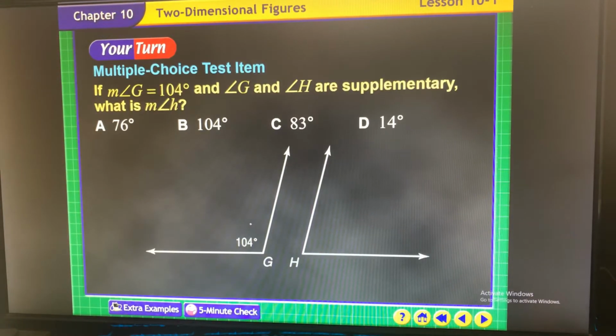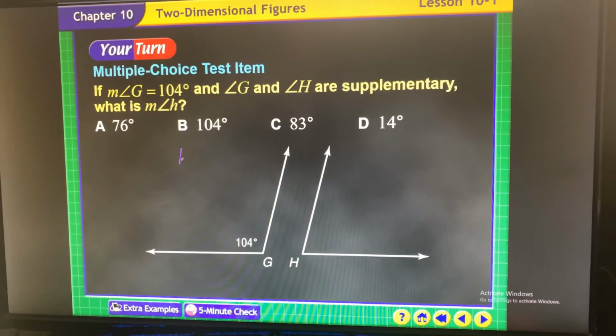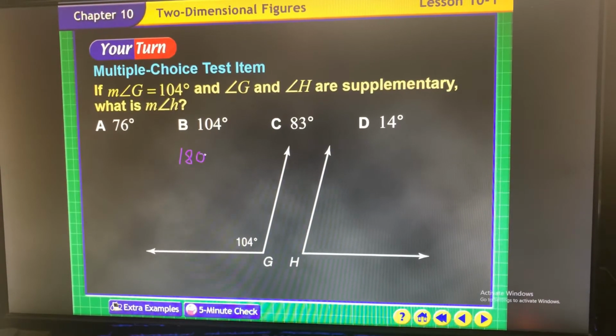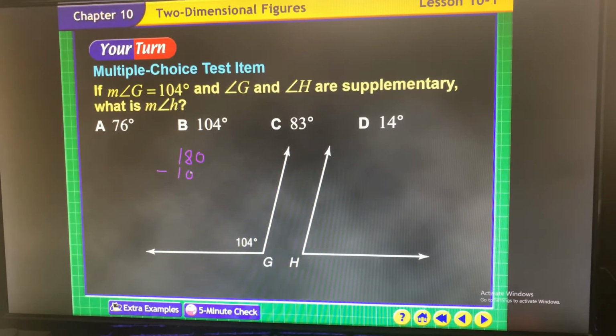Supplementary, I'd already told you, that is to equal 180 degrees. So I'm going to take 180 degrees and I'm going to subtract 104 from it to figure out that I'm going to get what? 76 degrees? Yep, it is.